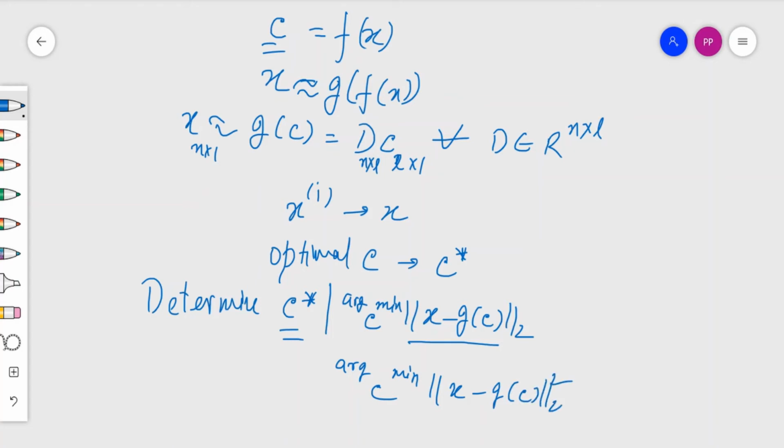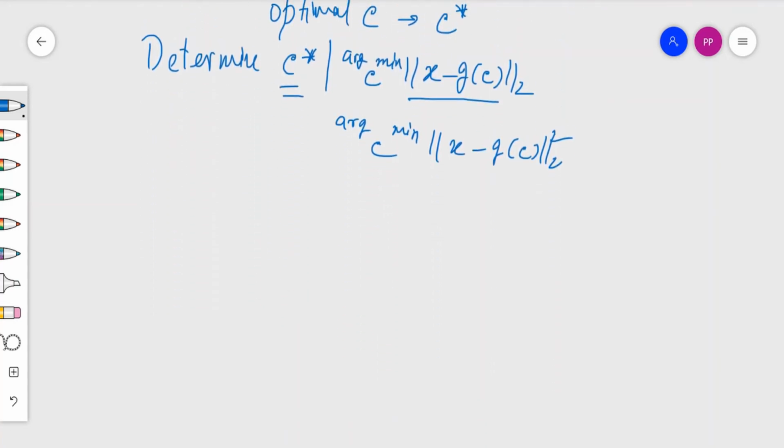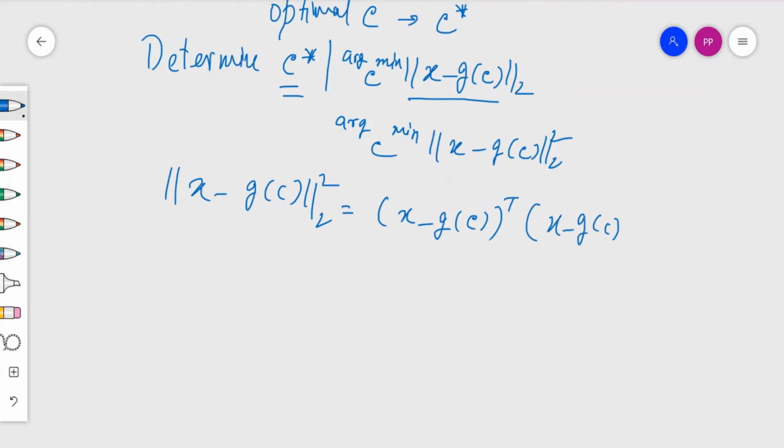And now, as we have learned earlier in L2 norms, the L2 norm of x minus g(c) squared should be the same as the dot product of the vector and its transpose, like this: transpose of x minus g(c), times x minus g(c).